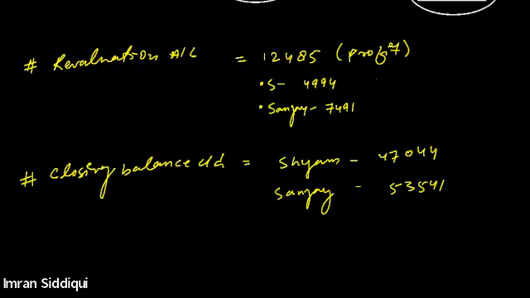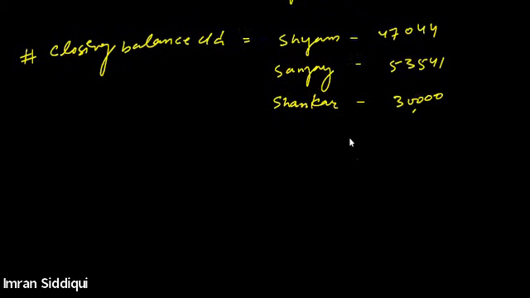Shantanu. Just a minute. Shankar, sorry. Shankar. For Shankar, it will be 30,000. Please note this somewhere so that when you prepare the capital account or the revaluation account, you will be able to tally your answers.